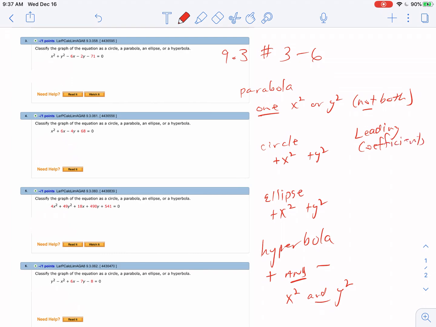So when you look at leading coefficients, that's the number that's in front of the x squared and the y squared. So whatever number's in front is called the coefficient. Now, if they're the same, it's a circle. If they are different, then it's an ellipse, and that's why the ellipse gets stretched in one direction more than the other. So that should help you identify 3 through 6.